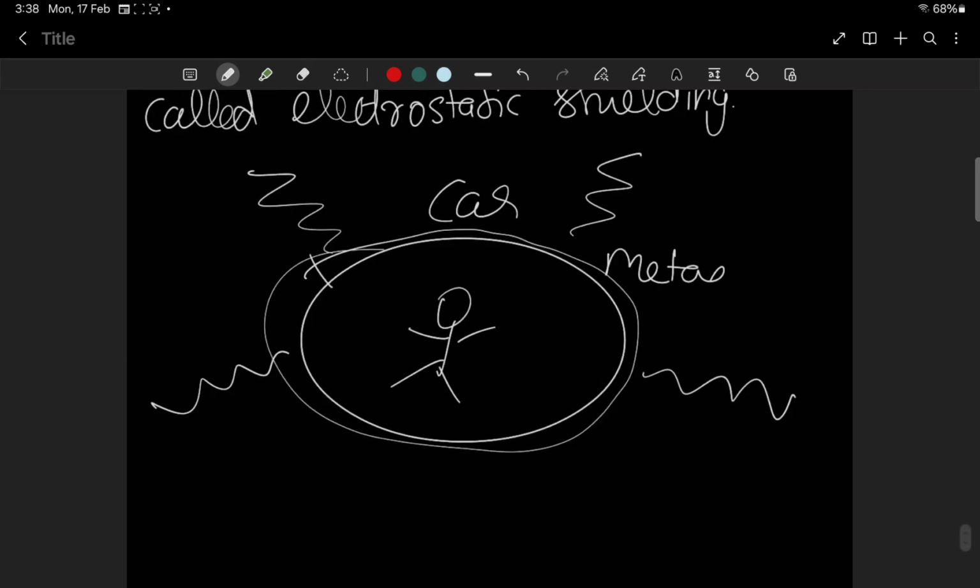Another example: you go into a lift, and if you try to call someone from a mobile phone, you cannot get the signal. The radio waves used in your phone are electromagnetic waves, with electric and magnetic fields oscillating perpendicular to each other. Inside a lift, only the magnetic field oscillates, but the electric field does not, hence you don't get a connection. The lift is fully metal covered, so you are being shielded from any external electric field.